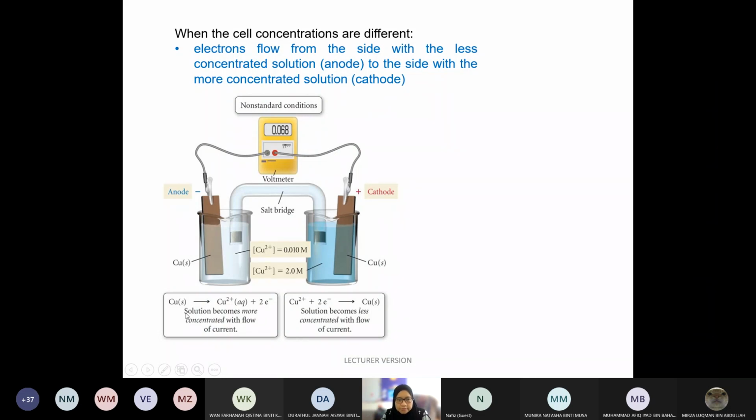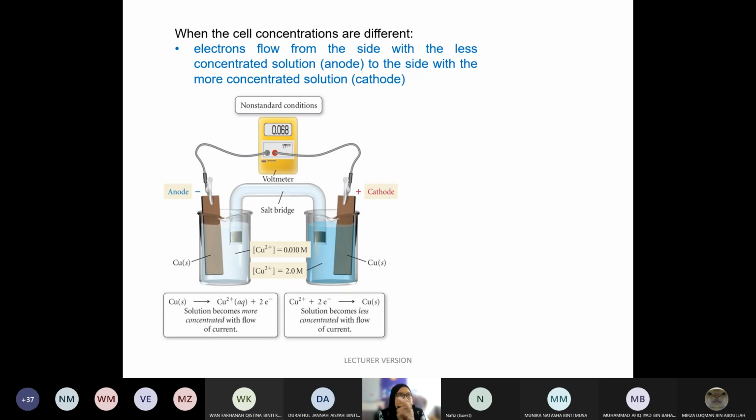Okay, so this is the less concentrated solution, and on the right hand side, where the cathode is placed, is the more concentrated solution. So what actually happens is the same concept. When there is a difference in concentration, there will be a difference in potential as well. But it is not because of the difference in electrode; it is because of the difference in potential due to the concentration difference.